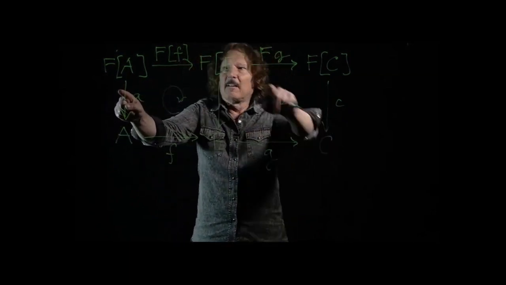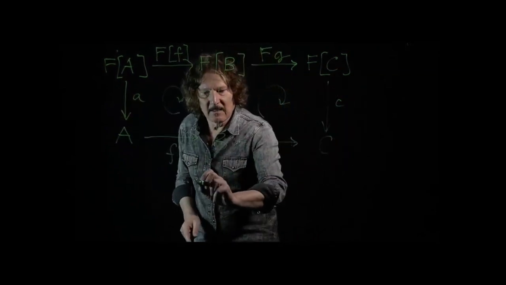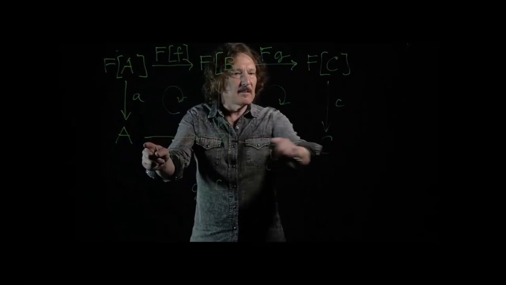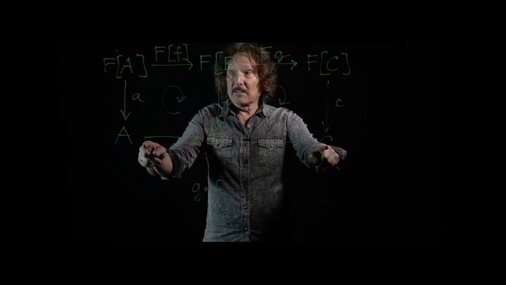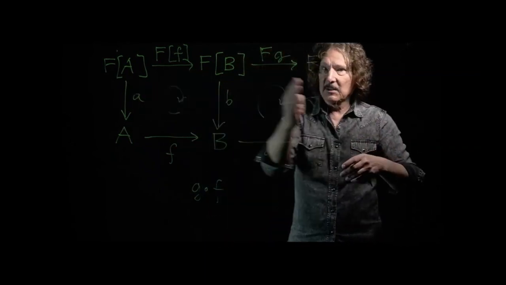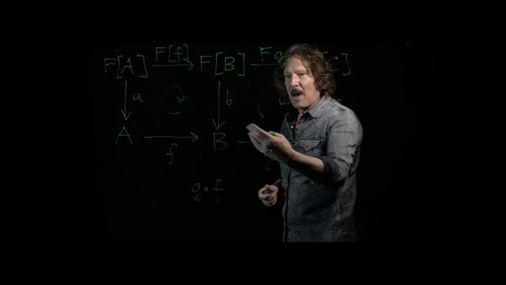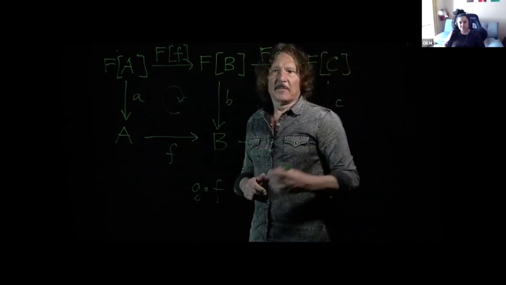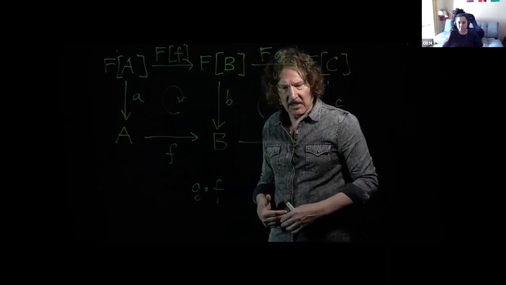path gives us the same result as this path, which means that g after f is also a mapping of algebras. It maps this algebra to this algebra. Okay? This algebra to this algebra. So we have a composition of these mappings. Now these mappings of algebras in category theory are called algebra morphisms. So algebra morphisms can be composed together.